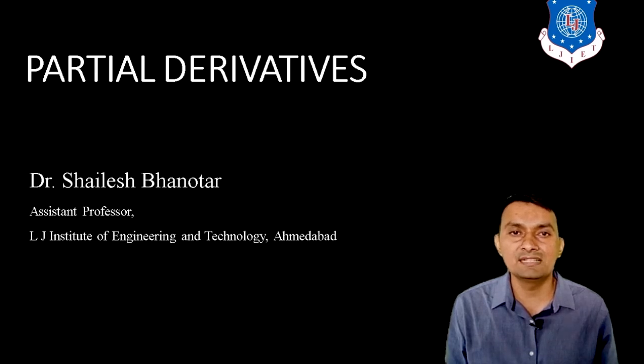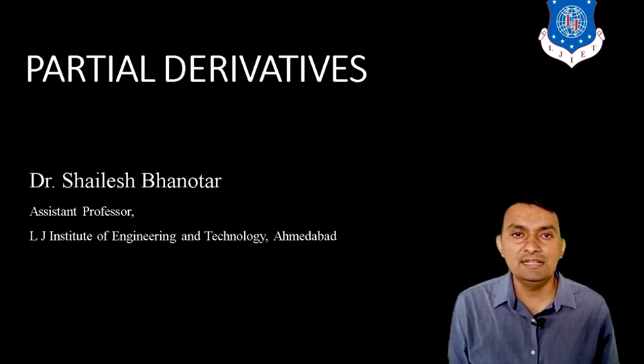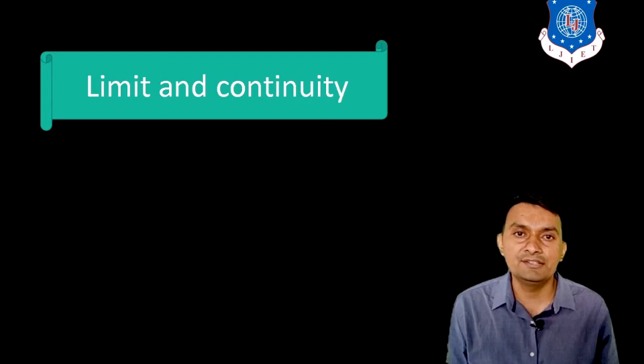But suppose a surface is given and you still want to find its derivative, and that also you can determine. That type of derivative we will call the partial derivative. So in this chapter we are going to learn how we can determine partial derivatives, and also we will see their applications. So let's begin with limit and continuity.